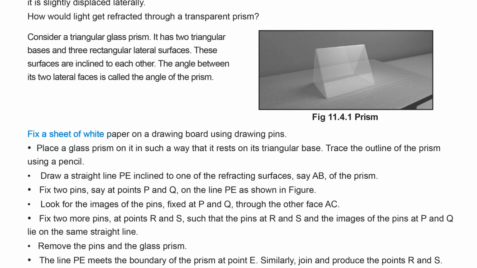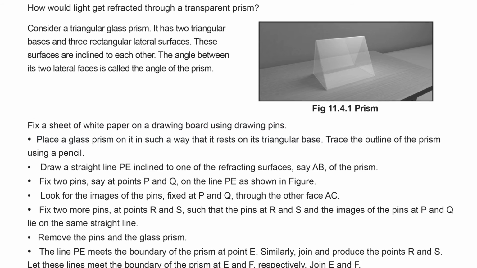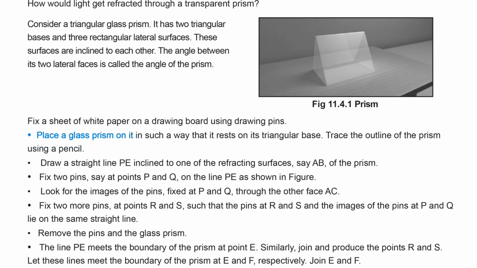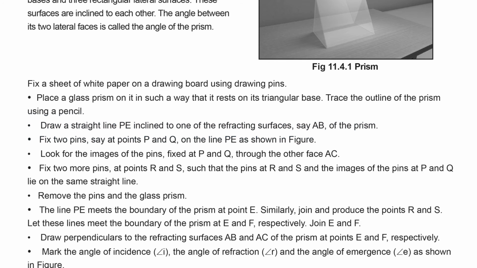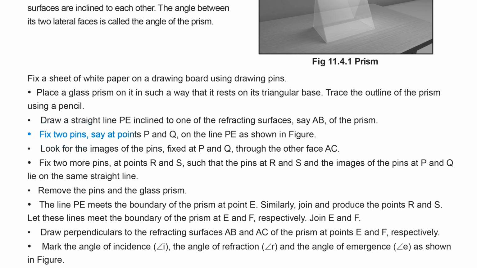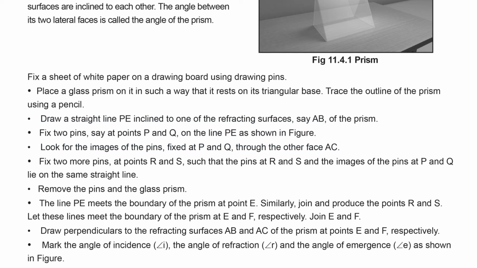Fix a sheet of white paper on a drawing board using drawing pins. Place the glass prism on it in such a way that it rests on its triangular base. Trace the outline of the prism using a pencil. Draw a straight line PA inclined to one of the refracting surfaces, say AB, of the prism. Fix two pins, say at points P and Q, on the line PA as shown in the figure.